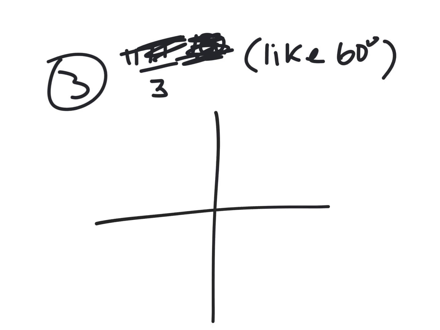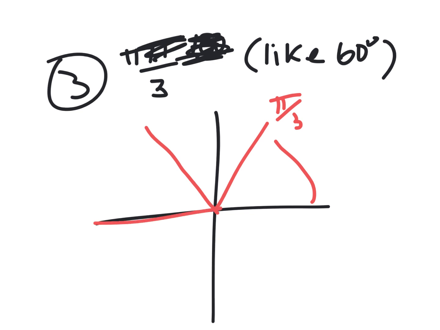So 1 pi over 3 is like 60 degrees-ish. It's like that. And 2 pi over 3 is like 2/3 of the way to 3 pi over 3, which is over there. I think you're getting the idea.